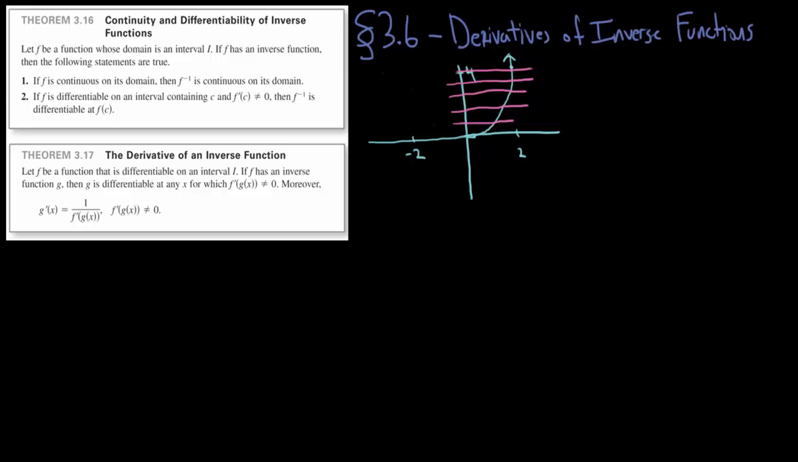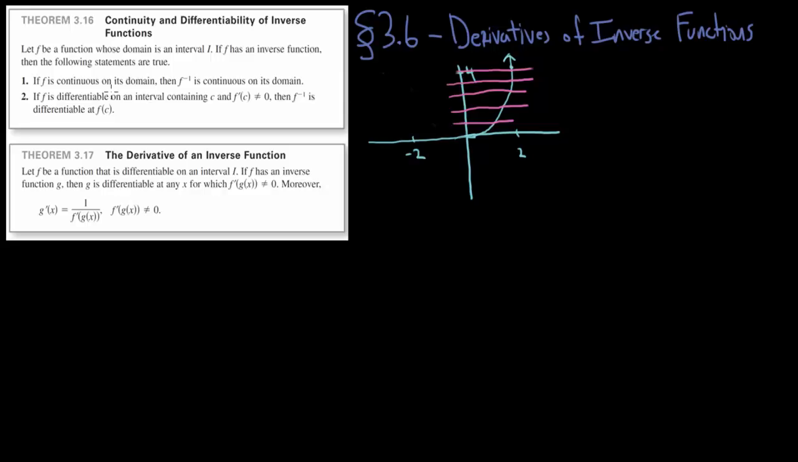If I drew the entire thing like I did earlier, that's not 1 to 1, and that would not have an inverse. But if we had just the restricted domain, it will have an inverse because it is 1 to 1. Since this section is about inverse functions, these are all going to have inverses.